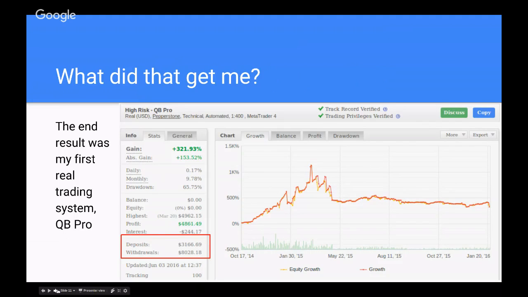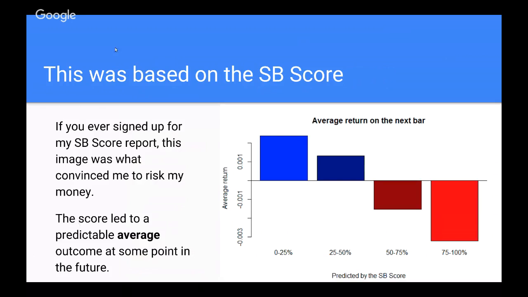That system, as I briefly mentioned, was based on the SB score. And what convinced me to develop this system was looking at the SB score. If you've ever signed up for my SB score report, you've probably seen this image before. In fact, most of my webinars talk about the SB score. I don't want to highlight what it is. That's not the topic for today. All I care about is explaining to you how to understand this kind of image.